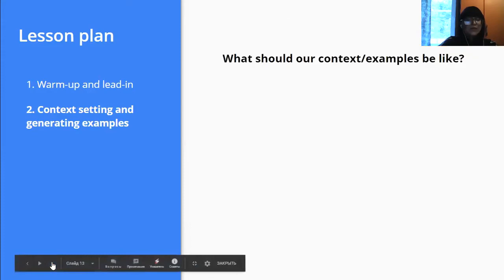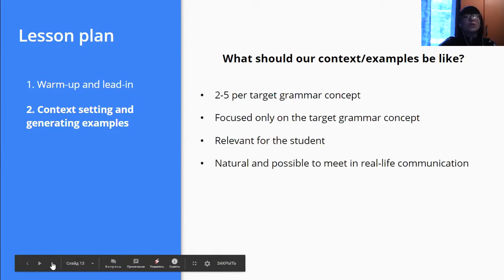But again, you have to take the following points into account. We would have to consider what your examples should be like. Of course, it shouldn't be just one sentence, because it's just nothing. At least you have to provide your students with two or even more target grammar sentences. Then all your sentences should be relevant for your student. It shouldn't be out of the blue. It should have a practical application. It should be possible to meet it in real life communication.